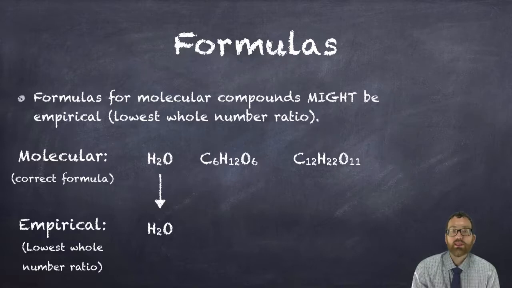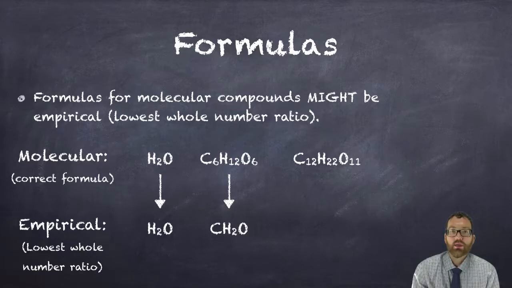Next, we have C6H12O6. You may remember this from biology. This is glucose. But if you analyze these numbers, they're all divisible by a factor of 6. So if I divide every number by 6, I get CH2O.